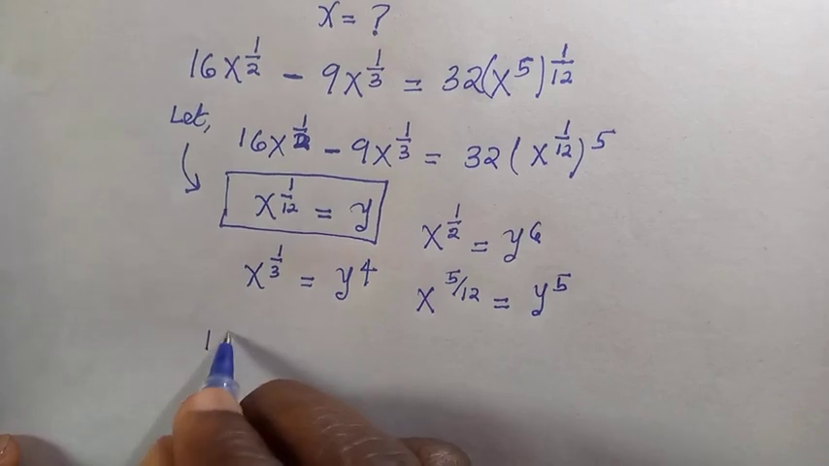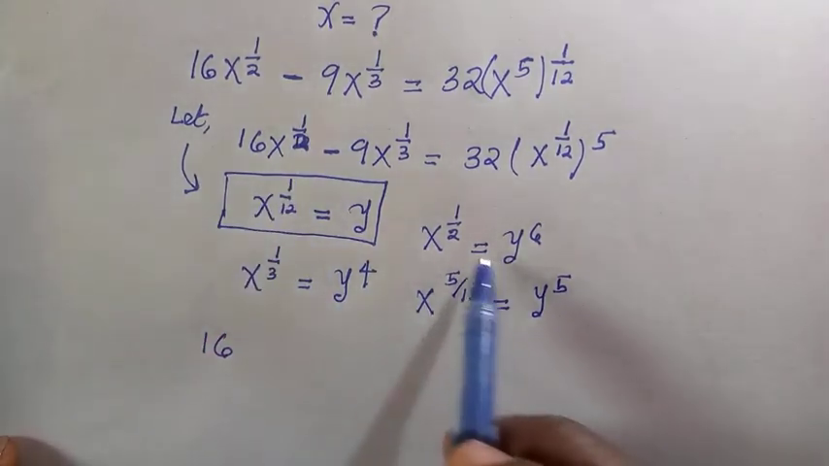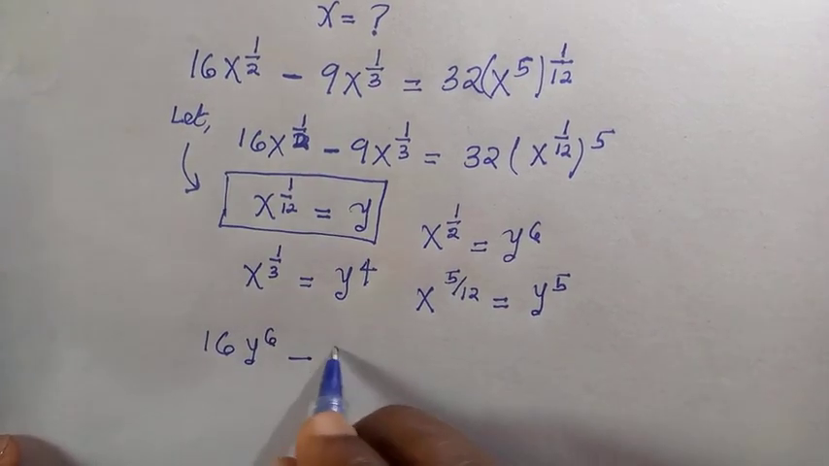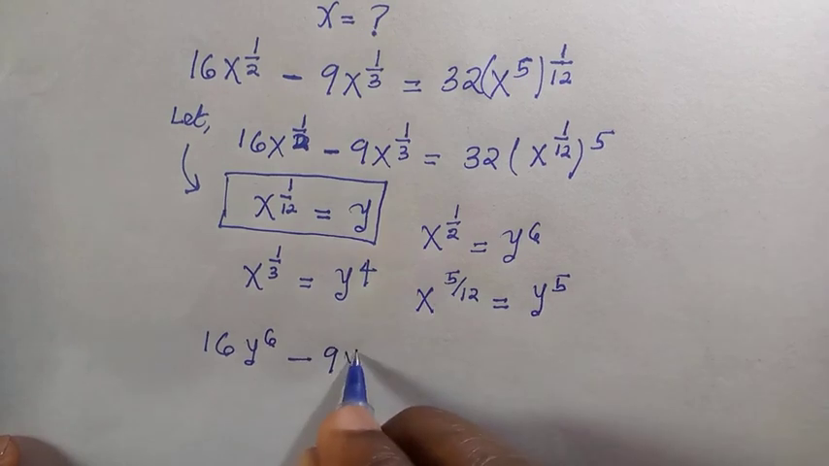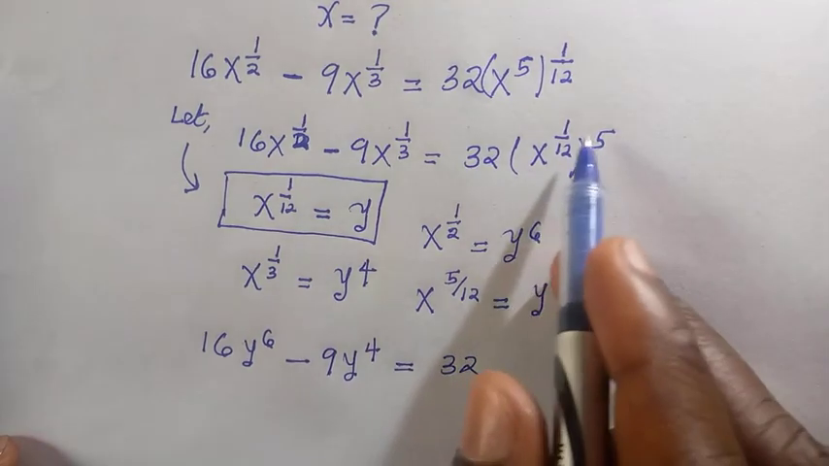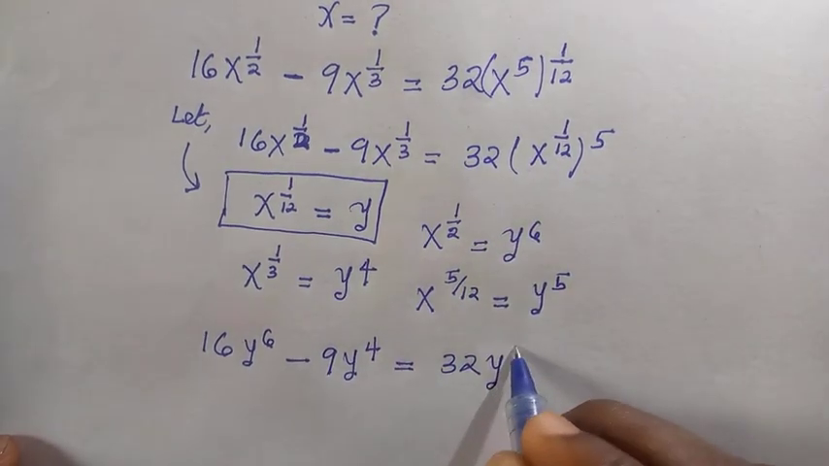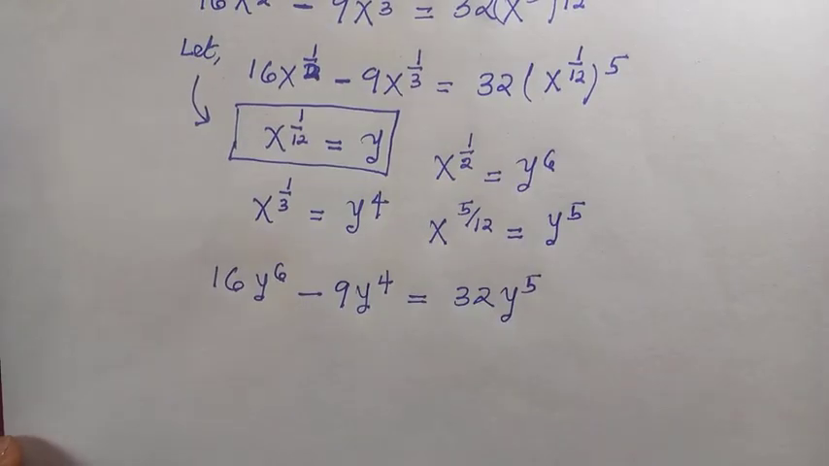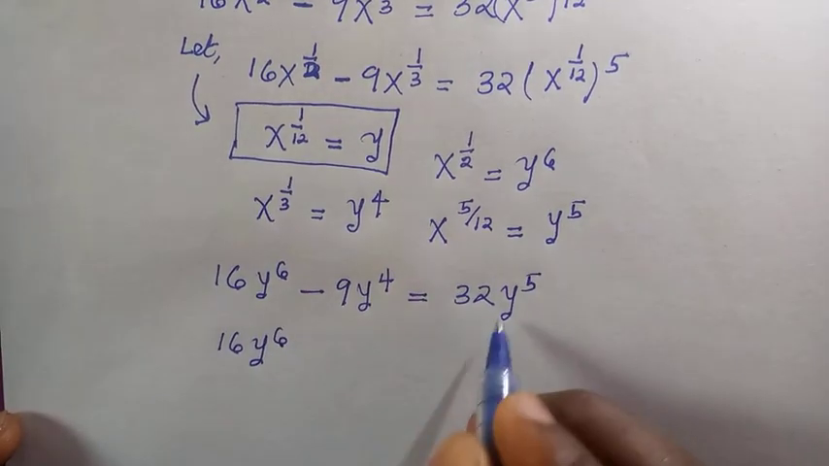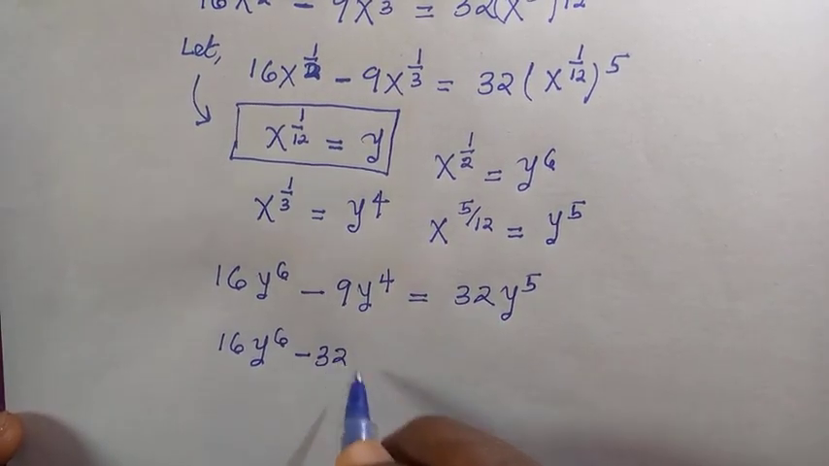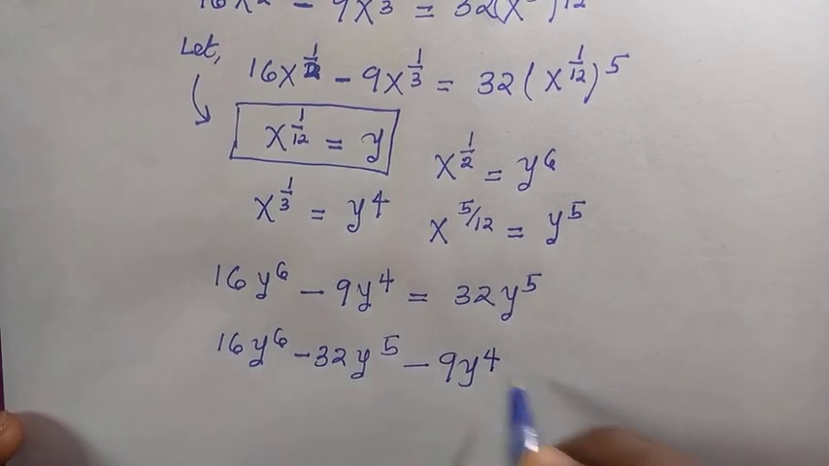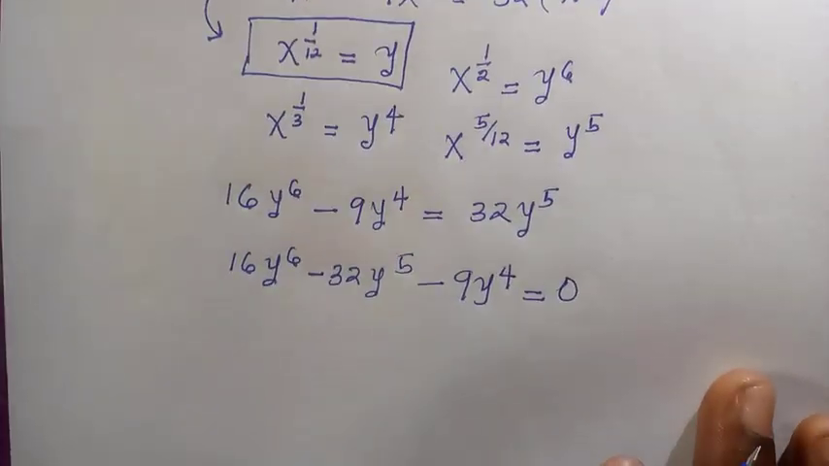Then from the real equation, I will start replacing them. x raised to the power 1 over 2 becomes y raised to the power 6, minus 9 x raised to the power 1 over 3 becomes y raised to the power 4, equals 32, while the entire right side becomes y raised to the power of 5. And we see that all the powers are now whole numbers. And if I take 32y raised to the power 5 to this side, we have 16y raised to the power of 6 minus 32y raised to the power 5 minus 9y raised to the power 4 equals 0.